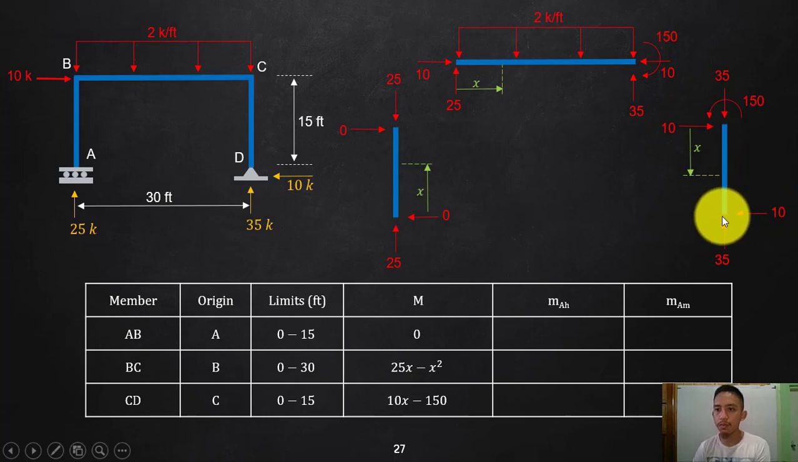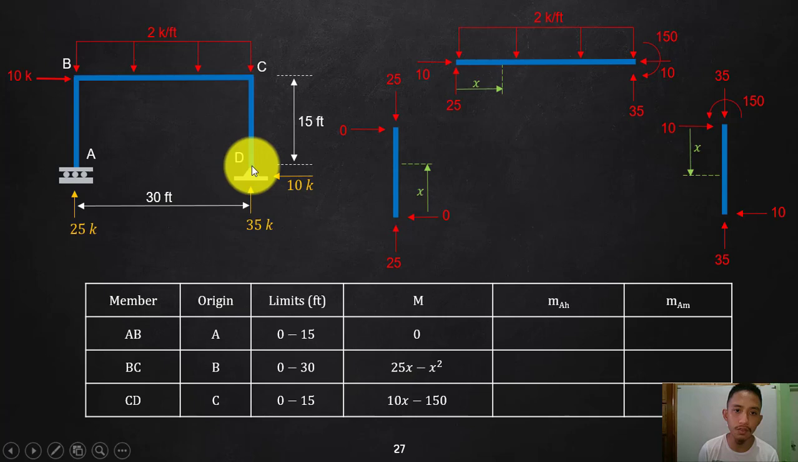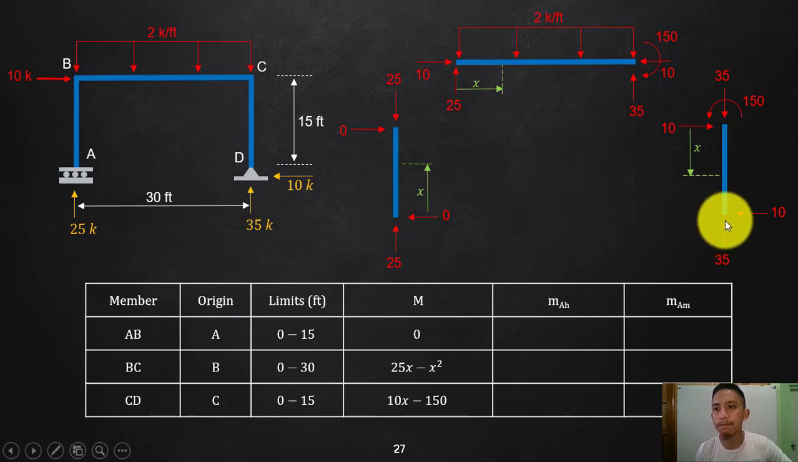But if I summate moment at this end, this 150 is actually counteracted by that 10 times the length, which is 10 times 15, also 150. So the moment at this end is 0. Why? Actually, you can verify that, since there should be no moment at this support, since that is a pin. Okay? So there is no moment reaction. Therefore, there should be no moment here.